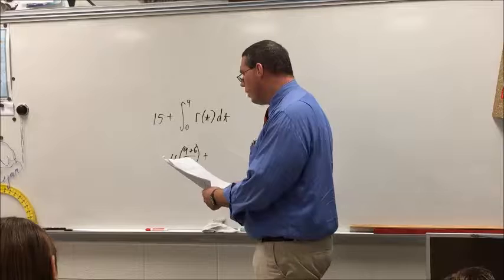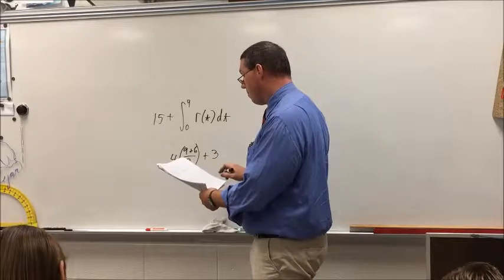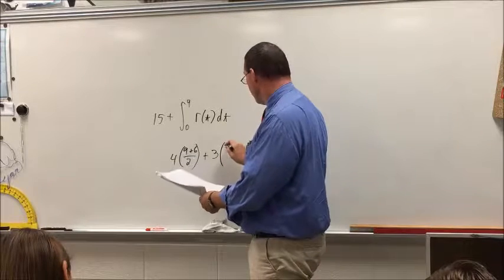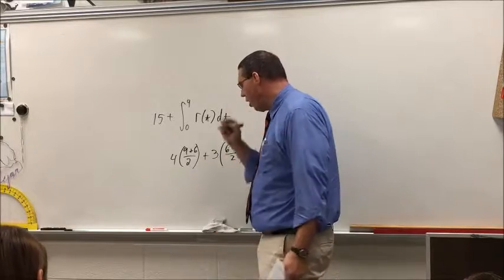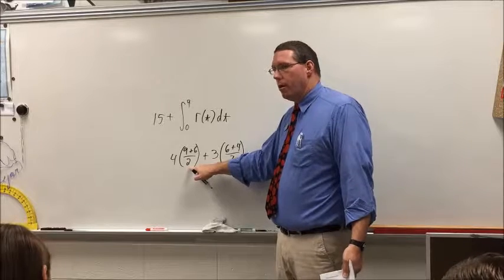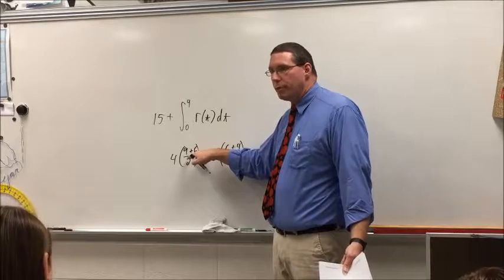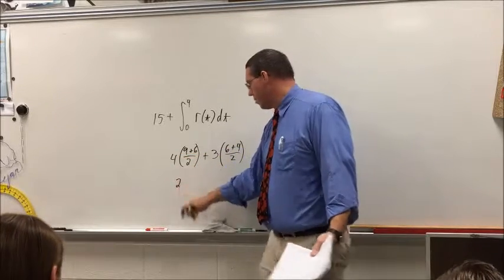Plus, what is the width of the second trapezoid? 3, because it goes from 4 to 7. And what are the heights of those two? 6 and 4. So 6 plus 4 over 2. The way I do this without writing it down, I do this in my head sometimes. This is just the average height between 9 and 6. What's the average between 9 and 6? 7.5. 7.5 times 4 is 30.